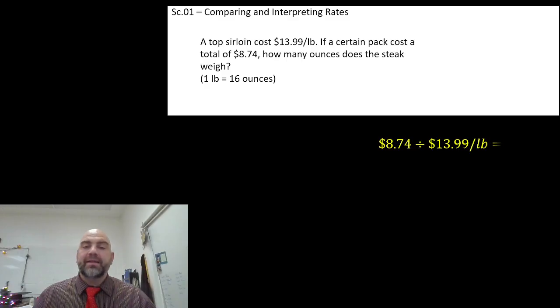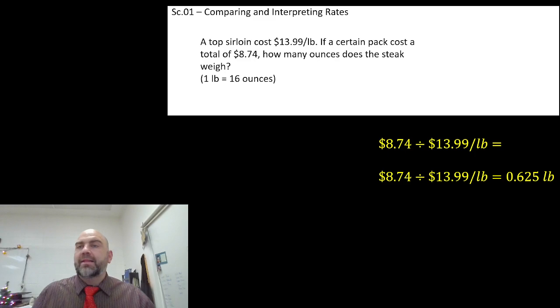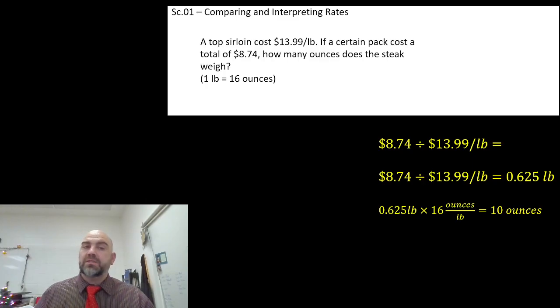All right, let's try to find the answer here. First of all, because we're given the price, which is the top piece of our rate, we are going to divide by 13.99 to figure out how many pounds this thing is. When we do that, we're going to get that it's 0.625 pounds. All right, now we want to try to figure out how many ounces that is. Well, we take our number of pounds, we multiply it by 16 ounces per pound, which is another rate, and we're going to find that it is a total of 10 ounces.